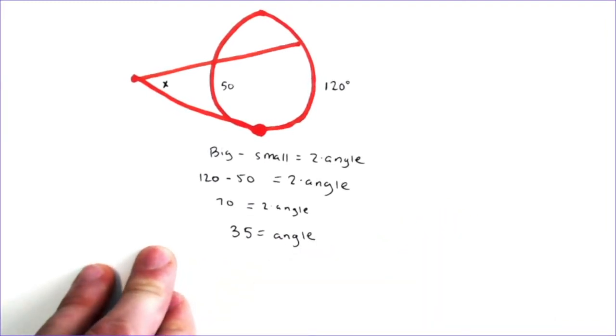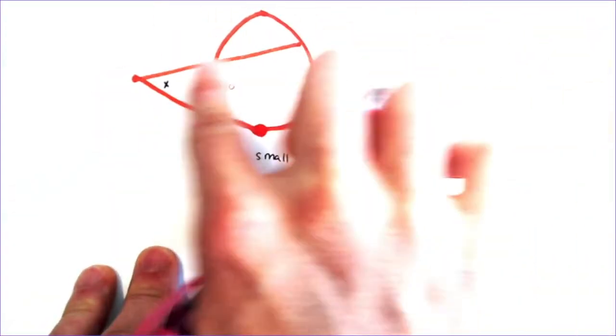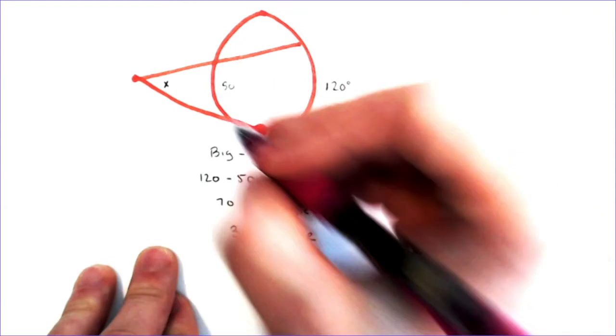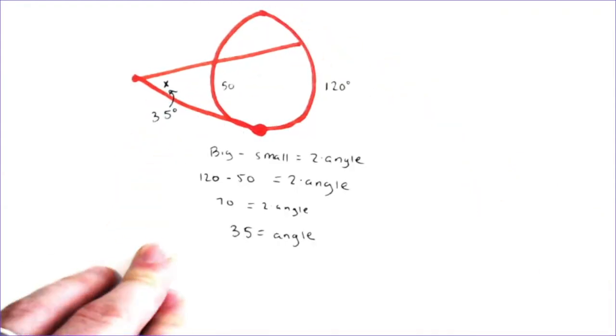So that is no different than if we were to have a secant and another secant, two of these things right here that look the same. So that means that this angle here is just 35 degrees.